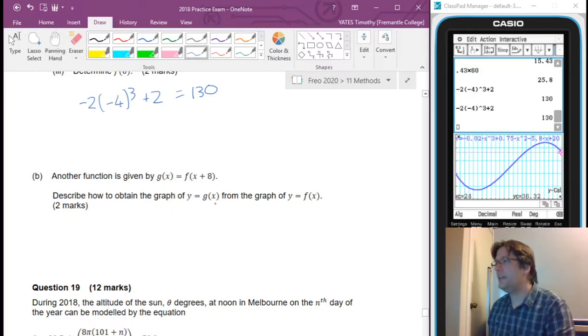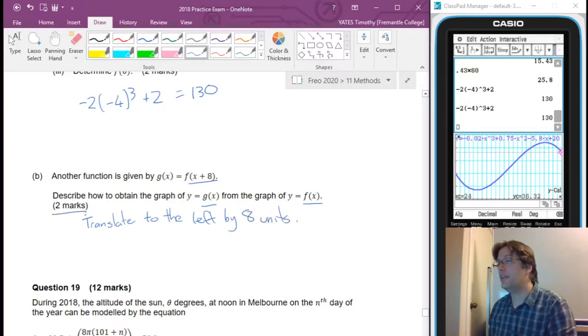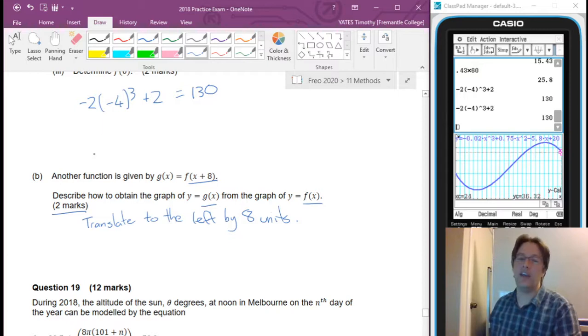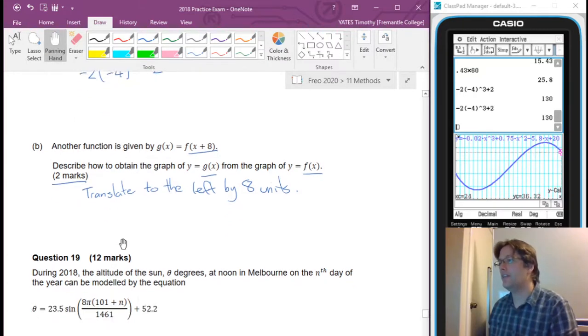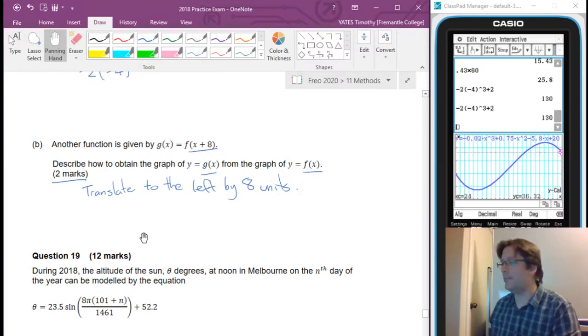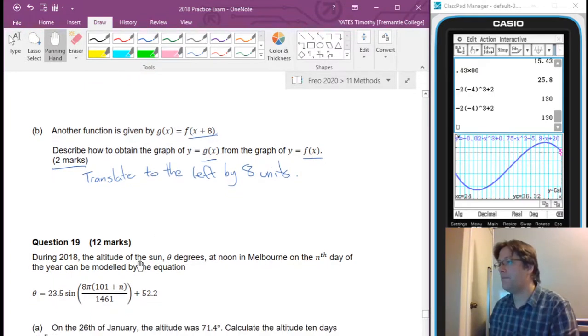Another function is given by g of x equals f of x plus 8. How do we obtain g of x from f of x? When we add 8 inside the brackets, we're really just doing a translate to the left by 8 units. This is the easiest 2 marks you're probably going to get. It's just 2 marks for saying translate to the left by 8 units. You can get these marks in about 10 seconds just to write that out. So yeah, that's some easy marks there.